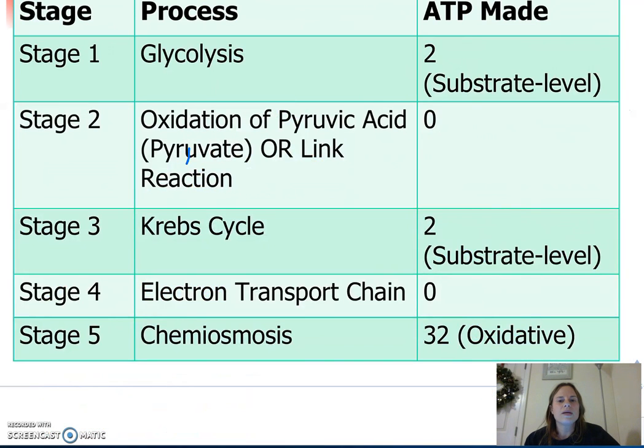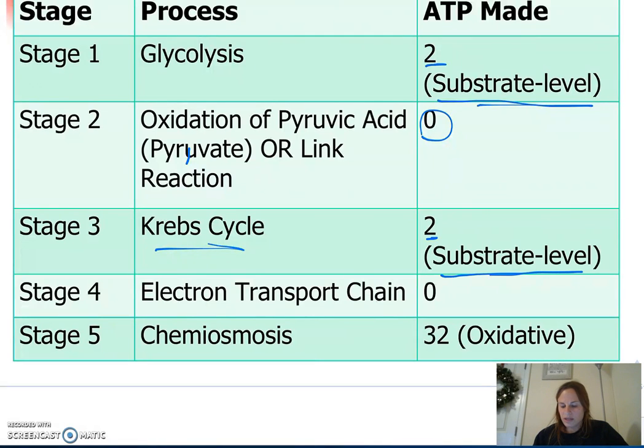So if we were to go through each stage and evaluate how much ATP was made, we know that 2 ATPs are made by glycolysis doing substrate level phosphorylation. Oxidation of pyruvic acid, the link reaction, gives us none. The Krebs cycle gives us 2 ATPs, again, via substrate level phosphorylation. ETC gives us no ATP, and the vast majority of ATP comes from chemiosmosis, where you're doing oxidative phosphorylation.